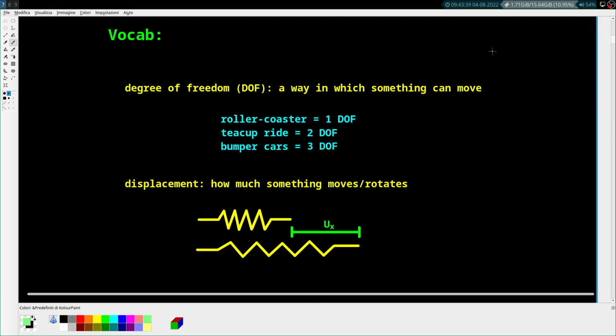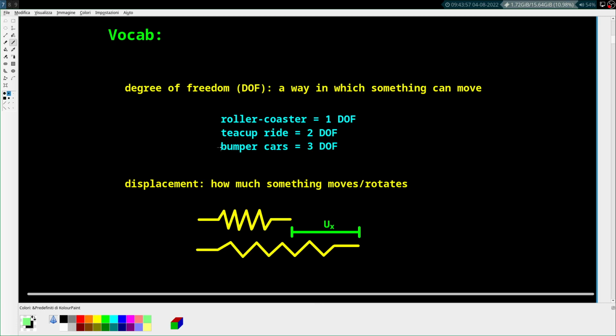Bumper cars is interesting because you can drive forward and back, right? You can drive left and right, but you can also turn, right? Obviously, left and right, forward and back. So you can rotate around the vertical axis there. So there's actually 3 DOFs for bumper cars when you drive bumper cars on a plane like that.